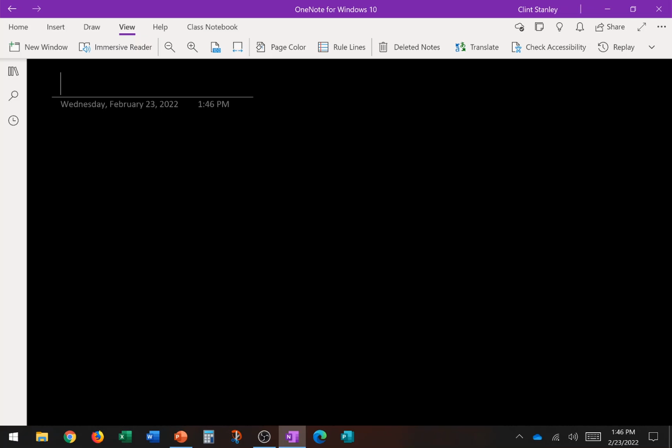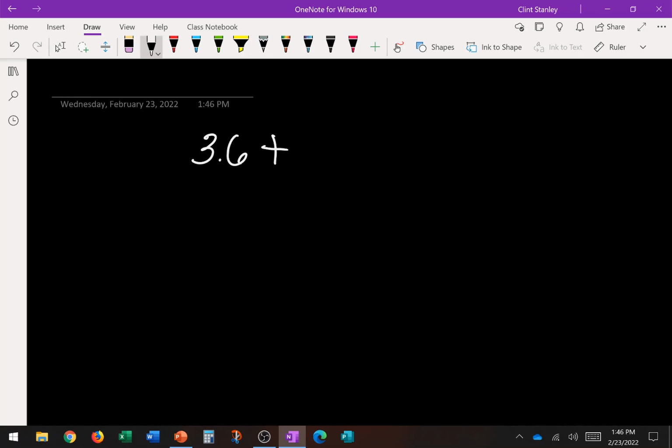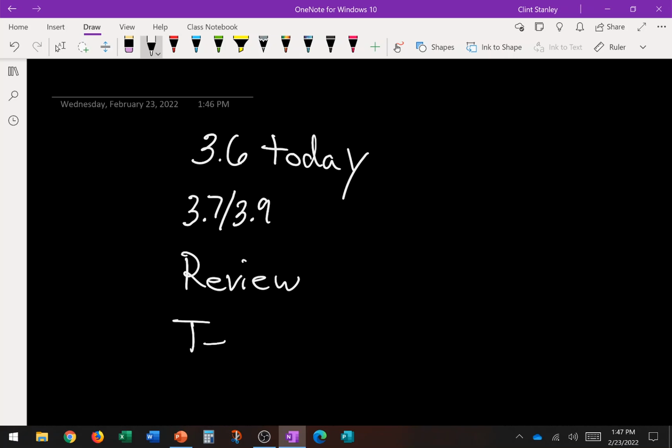So we've got 3.6 we'll do today. 3.6 is today. It's not a bad section, so we shouldn't have any trouble getting through that today. And then we kind of have some combined stuff out of 3.7 and 3.9. It's really more related to 3.9. That will be our last section, and then we need a review. And then we need a test.